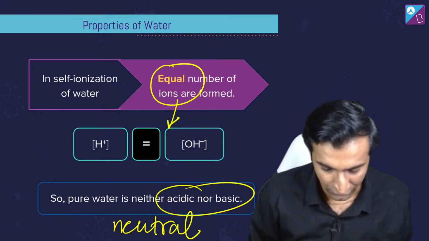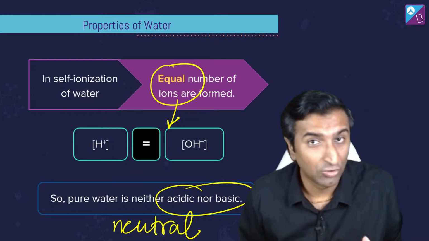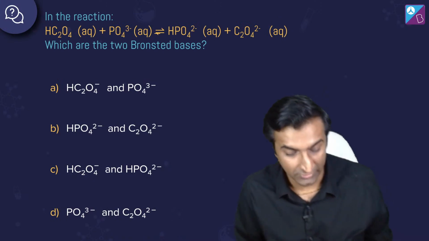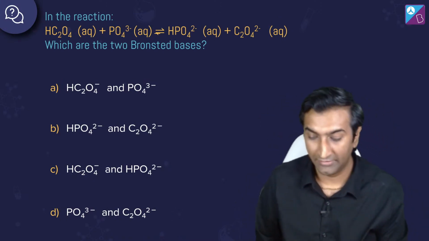Yes, it dissociates into ions for sure. But this happens on its own. Self ionization means I haven't done anything, it happens on its own. Anyway, a little bit more theory, but before that, one more interesting question.